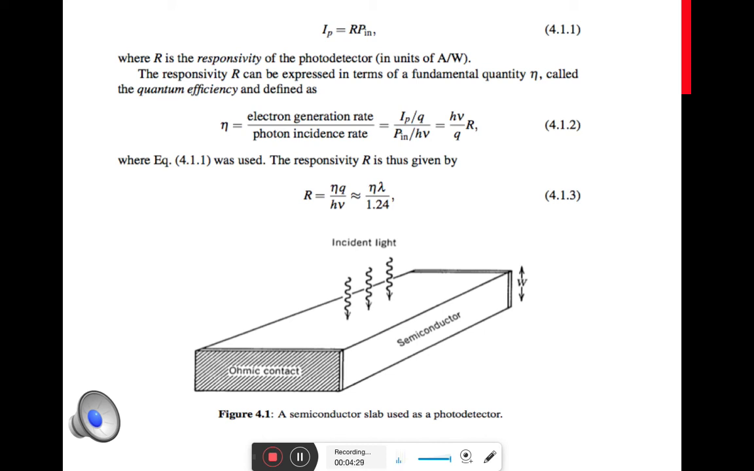By using the equation R is equal to Ip/Pin, the responsivity R is given by ηq/hν, and it can also be written as ηλ/1.24, where we are substituting the values for the charge of the electron and Planck's constant, and we are substituting the value for c, the velocity of light in free space. Then we get the expression for R as ηλ/1.24.